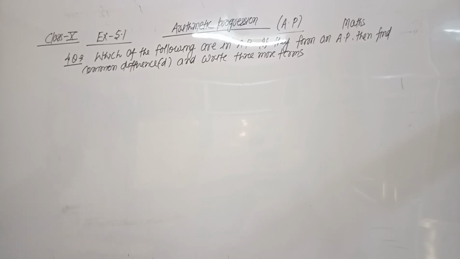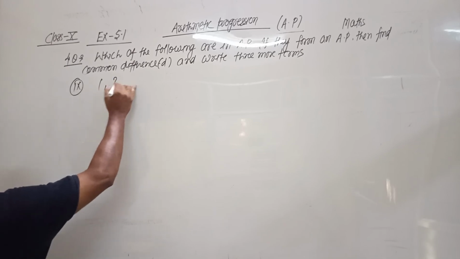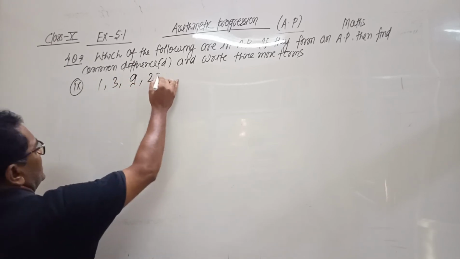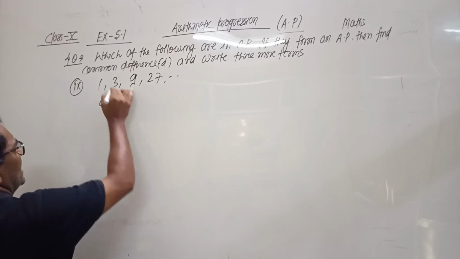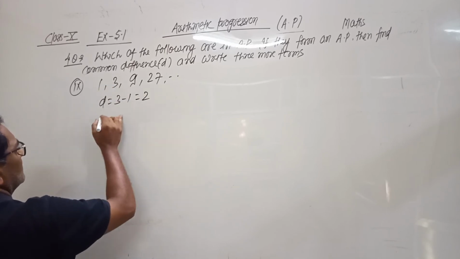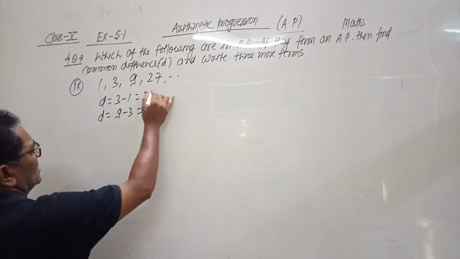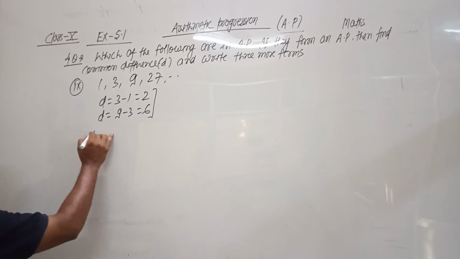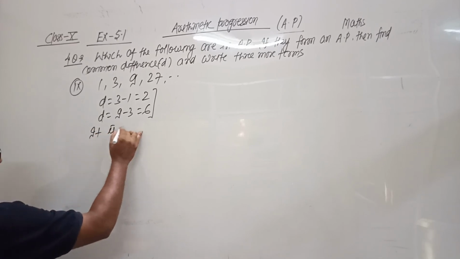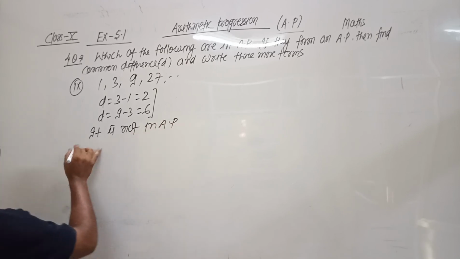Part 9: 1, 3, 9, 27. So the common difference is 3 minus 1, which is 2. 9 minus 3, which is 6. So 2 and 6, they are different. The common difference is not the same. So it is not in AP.